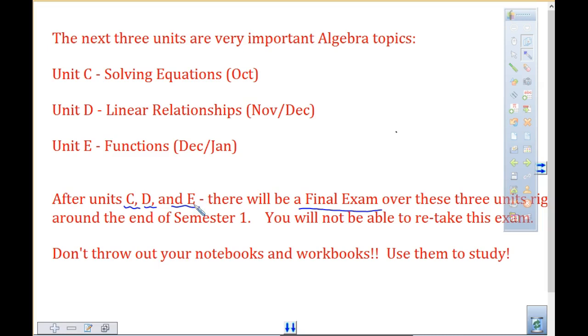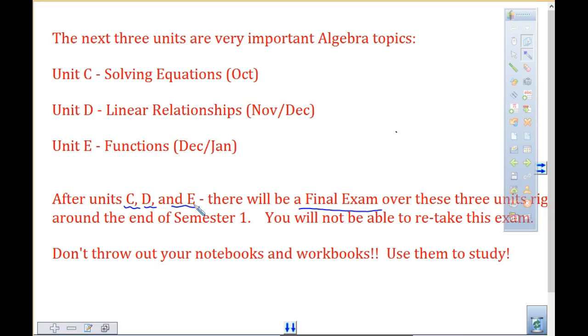It'll be close to around the end of semester 1. It might be a little past it. So the semester might end and it might be a few weeks later, or it might be close to that time. It is still going to count just as a test grade. But you won't be able to retake this exam.